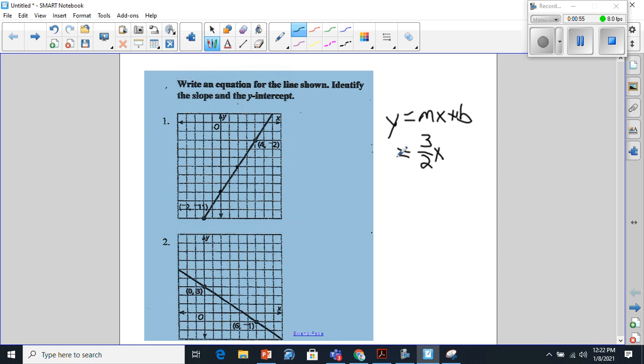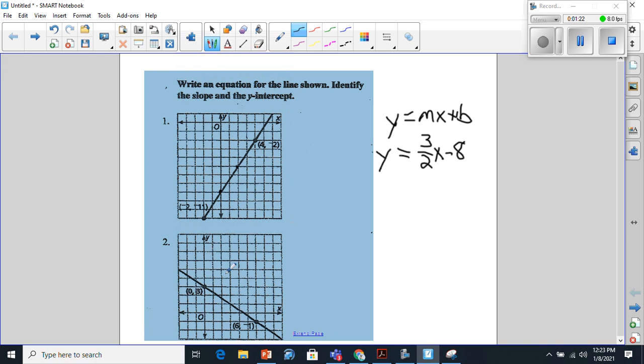So I know this is y equals 3 over 2x. And now I have to see where it crosses my y-intercept to know what b is. Well, this is 0 up here. So that would mean this is 1, 2, 3, 4, 5, 6, 7, 8. So that's going to be a negative 8. All right, let's try number 2.